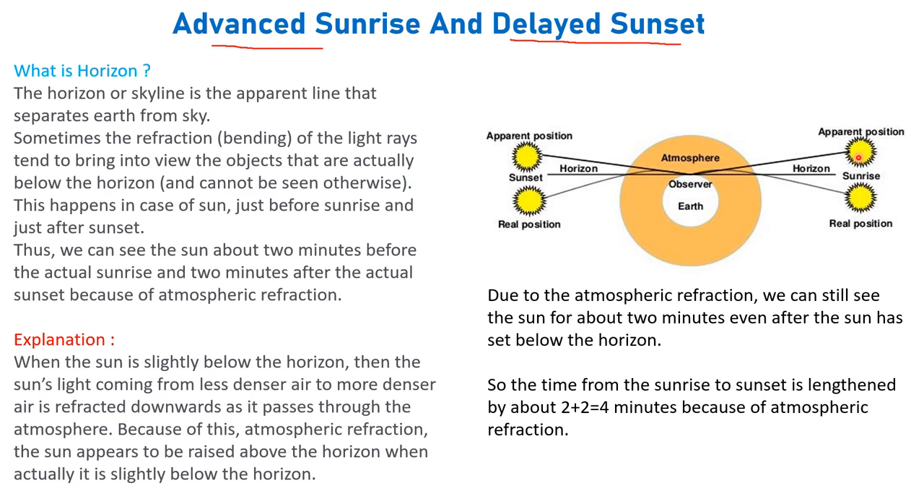So there is a rise in the apparent position, right? Due to this, we can see the advanced sunrise 2 minutes before.